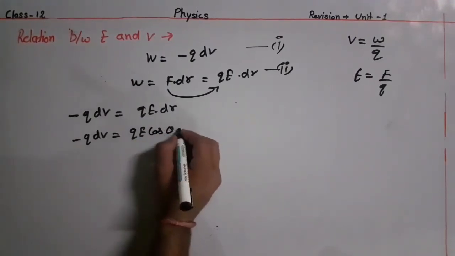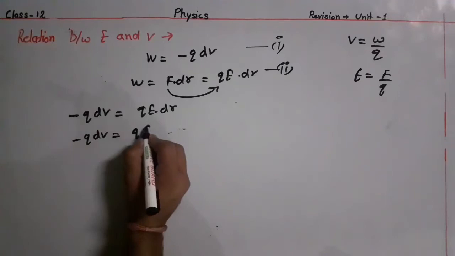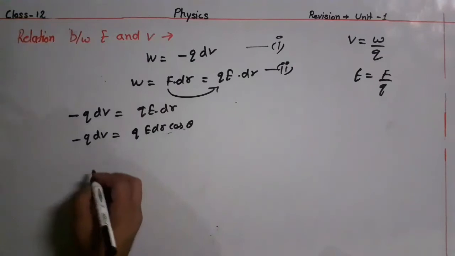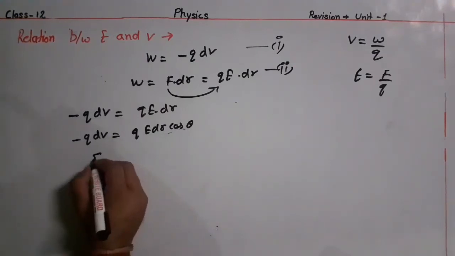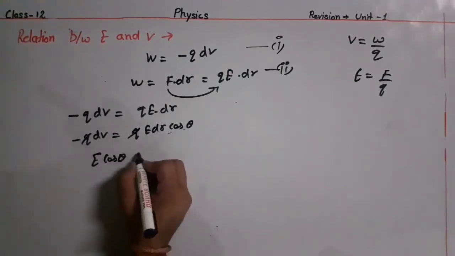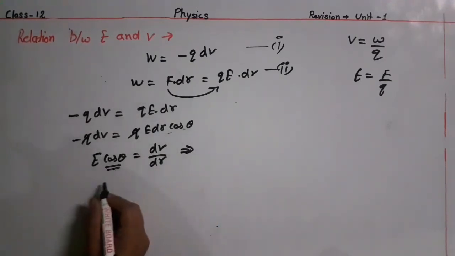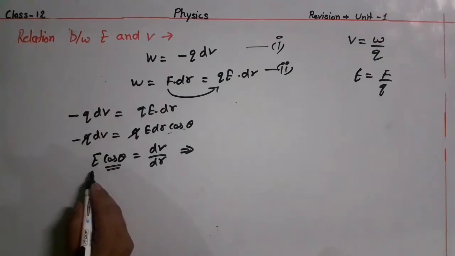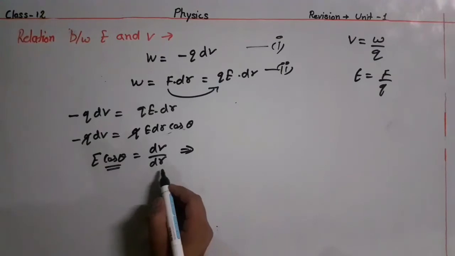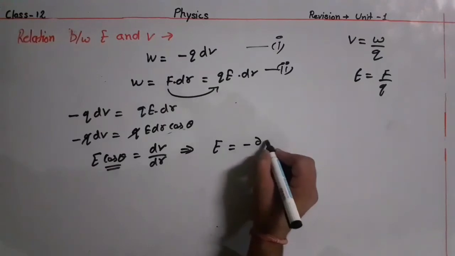Cos theta into dr, or we can rewrite it as QE dr cos theta. Now if I find E cos theta from here, Q and Q will cancel out. This gives us dV by dr. And cos theta is the component of E along dr. So this can easily be broken down into partial derivative form.